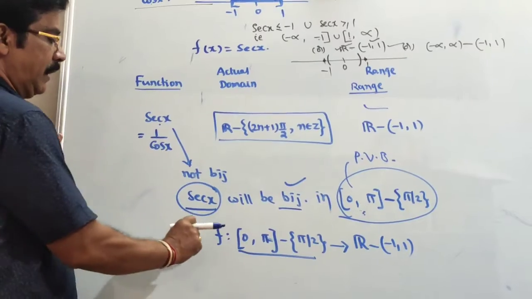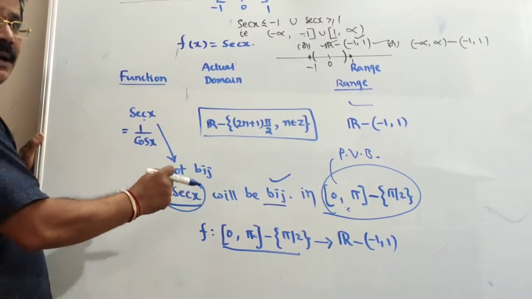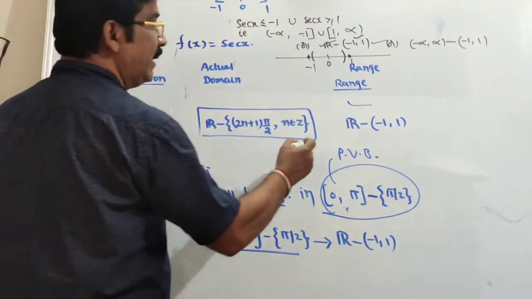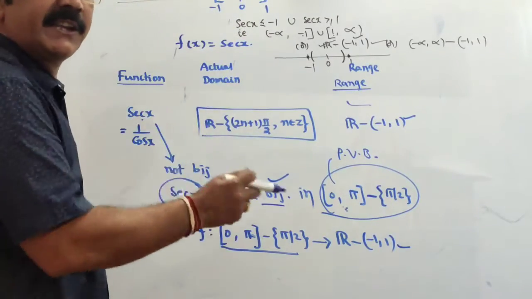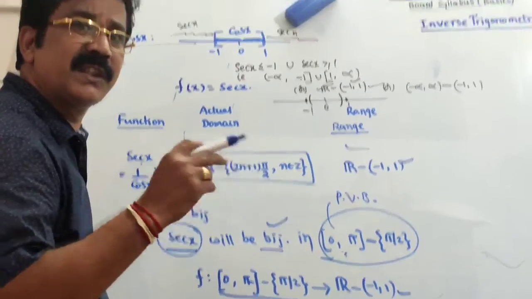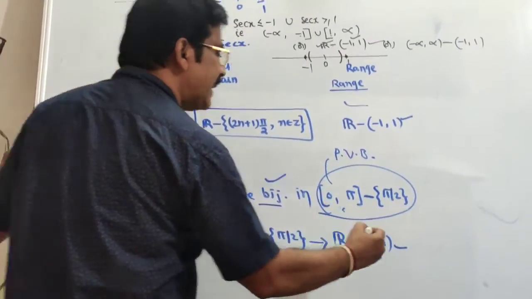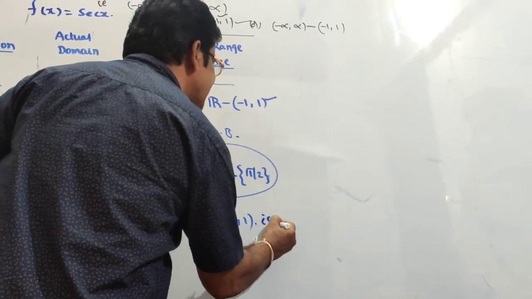So since f is bijective, means what? Already it is an onto function. That's why in the actual range, this range will be the same in each and every case. Sin, cos, tan, cot, secant, cosecant, like that. Okay, it is a bijective function.